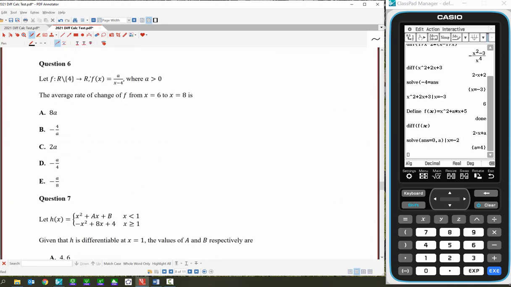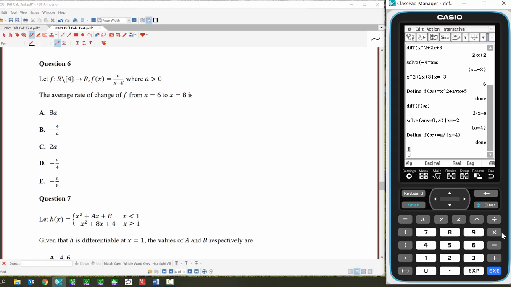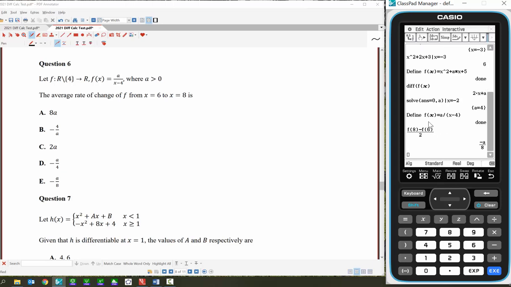Okay, the average rate of change from 6 to 8 for this function here is, so again, just define that, a over x take 4, shift divide f of 8, take away f of 6 over 8 take 6 is 2.1/8, I think. Negative a on 8.